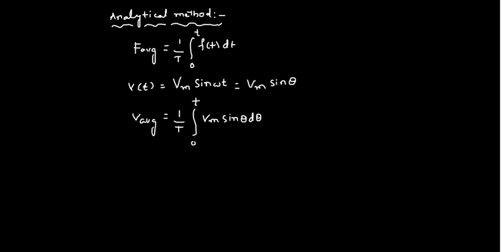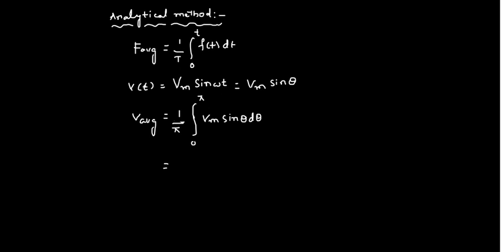Since we have considered omega t equal to theta, my limits will change. We calculate for the positive half cycle only, so the limits are 0 to pi, and instead of 1 by T I get 1 by pi, because the half cycle is covered up to 180 degrees.